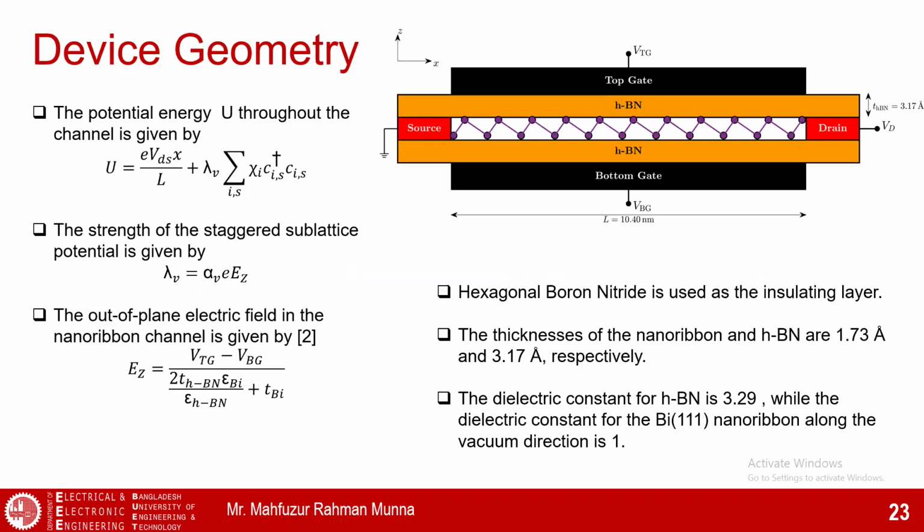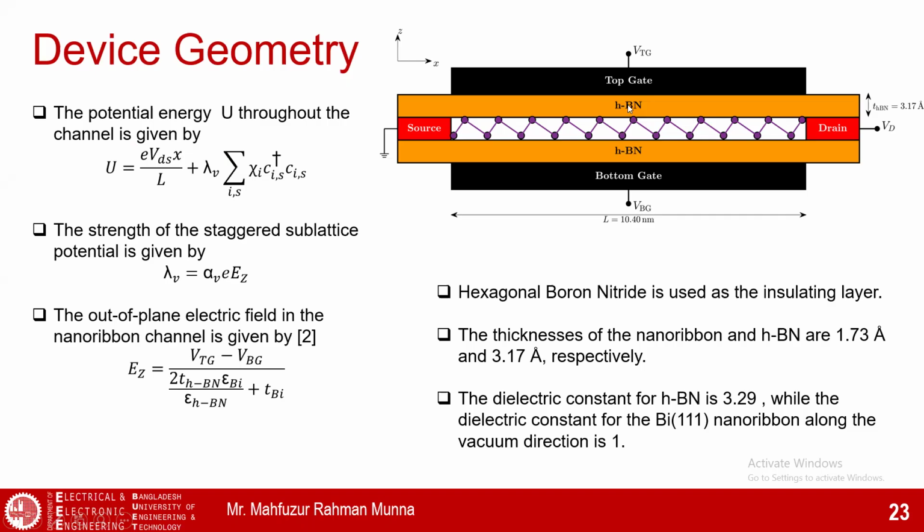So this is the structure for our proposed device. This is a double gate device. So we need to apply different voltages to top gate and bottom gate to intentionally break the inversion symmetry. We assumed that the drain to source voltage varies linearly from drain to source, and the gate voltage induces a staggered sublattice potential to break the inversion symmetry. And the electric field can be given by this formula.